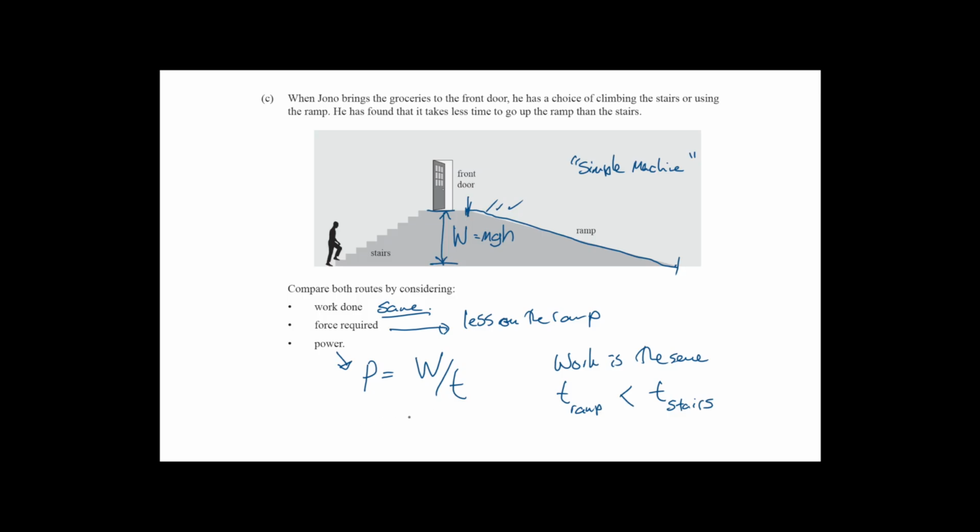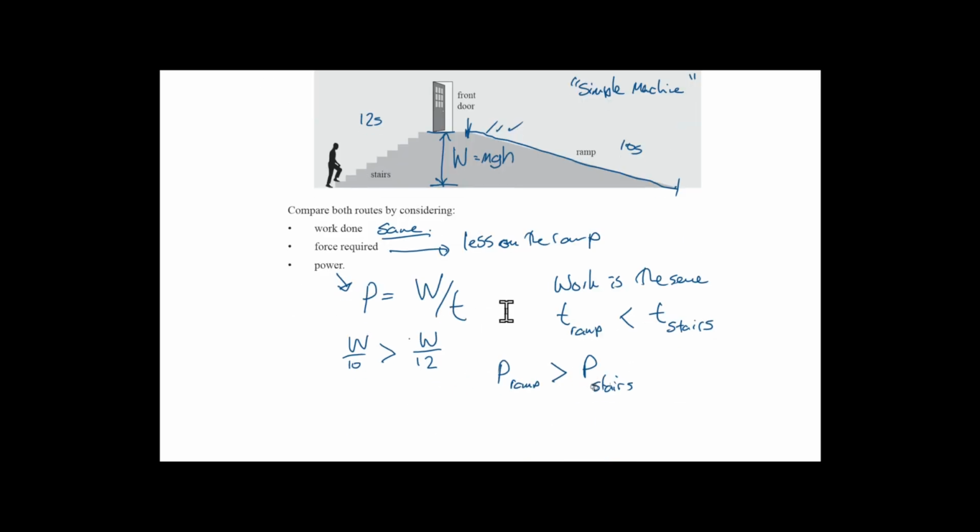Okay, so therefore, let's say the time here is 10 seconds and the time to go up the stairs is 12 seconds. Well, the same weight divided by 10 is going to be greater than that same weight divided by 12. 1 over 10 is greater than 1 over 12 for any of those. So the power in the ramp is going to be greater than the power required to get up the stairs, simply because you're doing more work in less time. You're doing the same work in less time, which is the definition of power as far as physics goes.